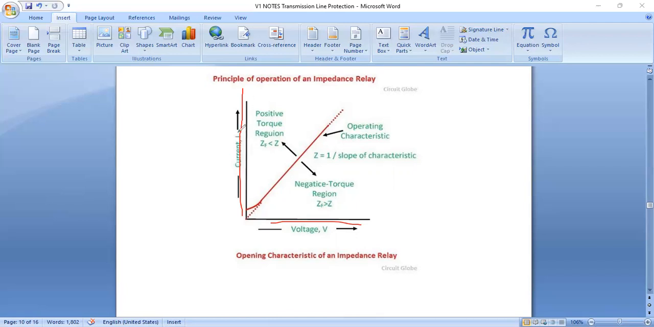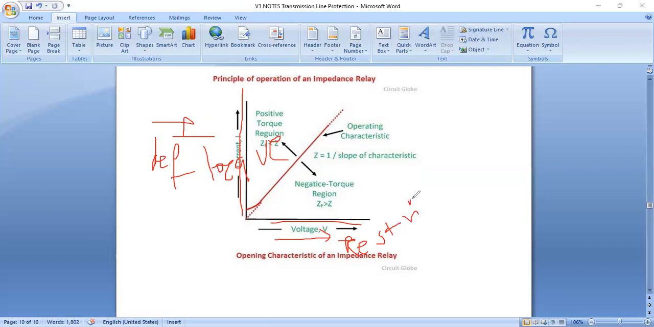The current operating element generates the deflecting torque, while the voltage operating element generates the restoring or restraining torque. On the x-axis, that is the voltage, there is the restraining torque, and on the y-axis, there is the current, which is the deflecting torque.